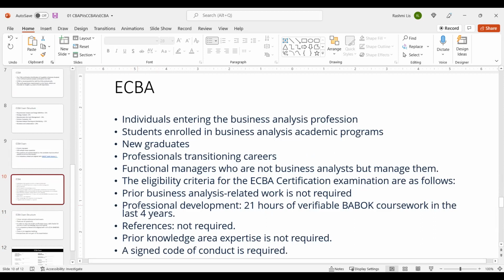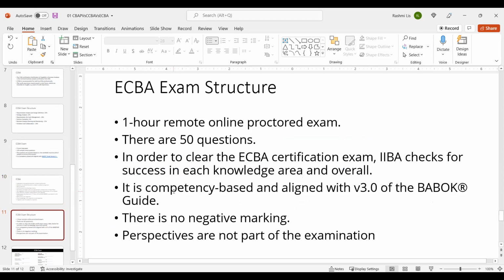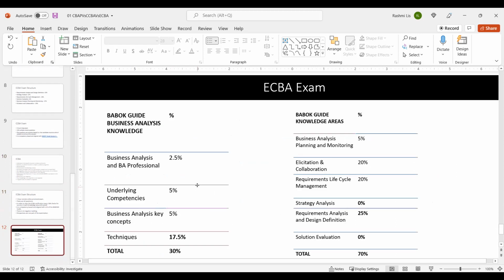ECBA is more for entry-level professionals, those that don't have that experience, such as new graduates and individuals entering the business analysis profession. You have to have 21 hours of verifiable BABOK coursework in the last 4 years. References are not required, though they do ask that you sign a code of conduct, which is required. The exam structure is as follows: 50 questions, 1 hour, remote online proctored exam. It is competency-based. There is no negative marking. Perspectives are not part of the examination.